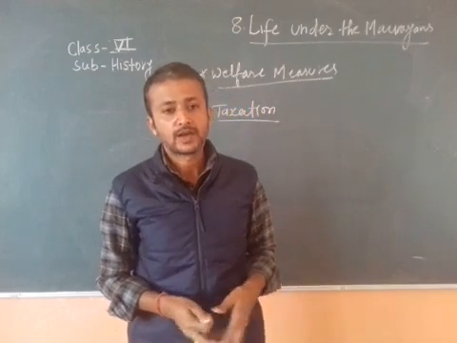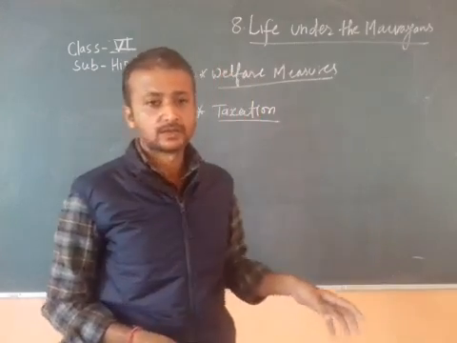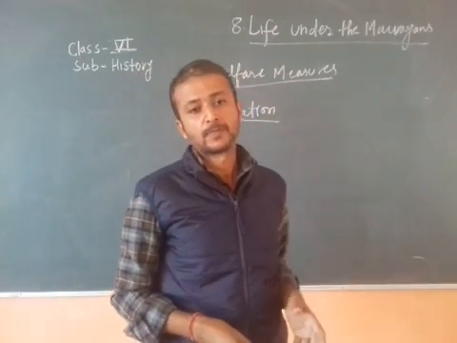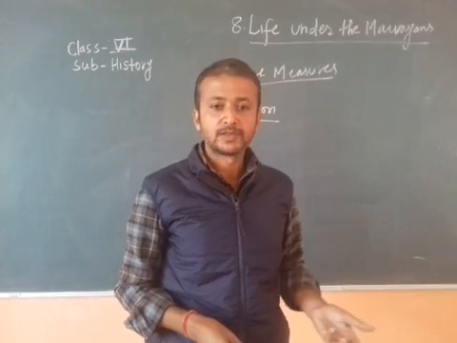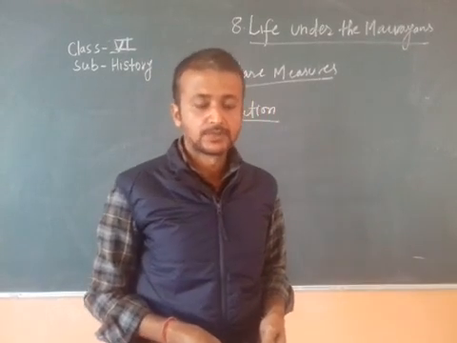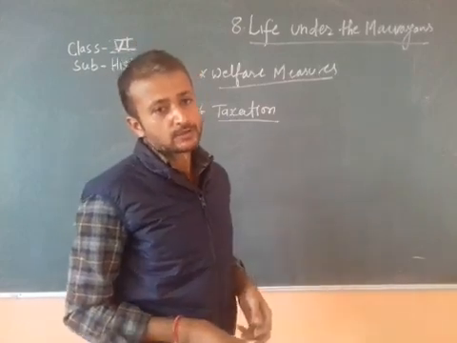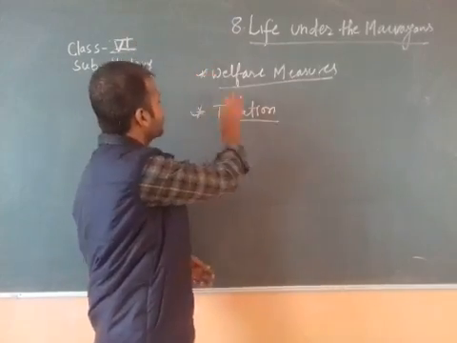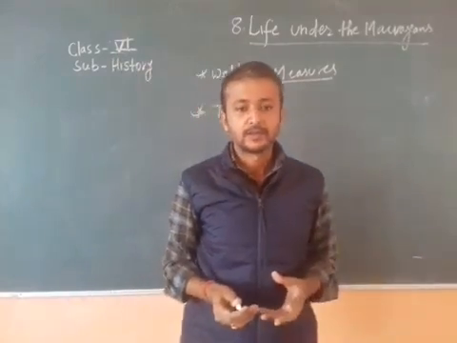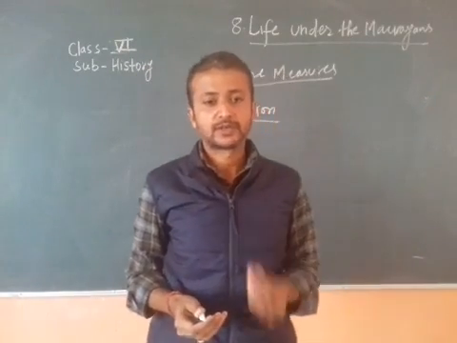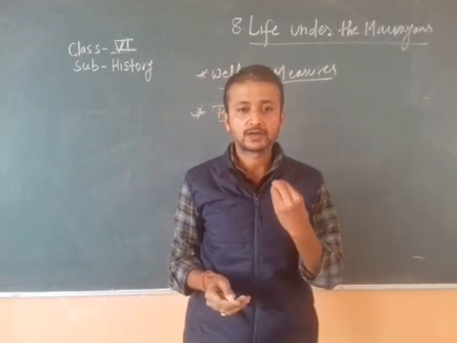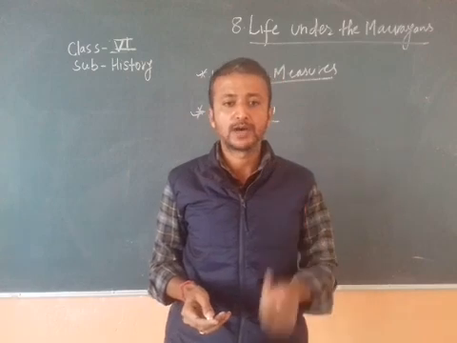So in this way we have seen what different welfare measures were adopted in the Mauryan period, through the example of two kings, Chandragupta and Asoka. So this topic we have finished. The next topic we are going to discuss is taxation. Taxation is very important to run a country, to run a kingdom, to run an empire.